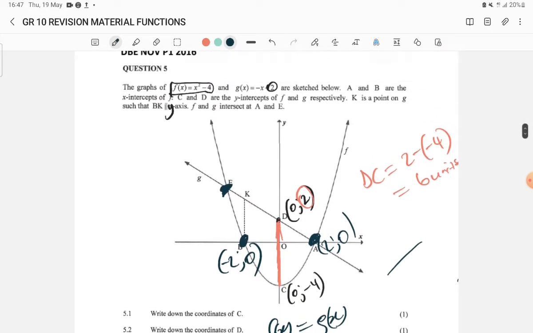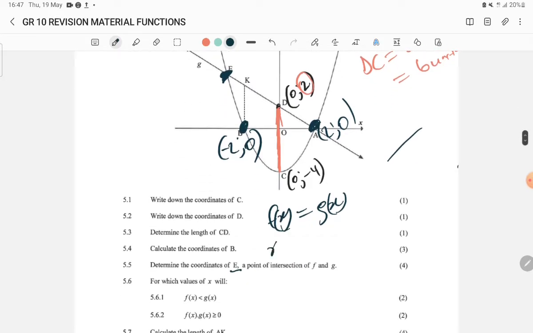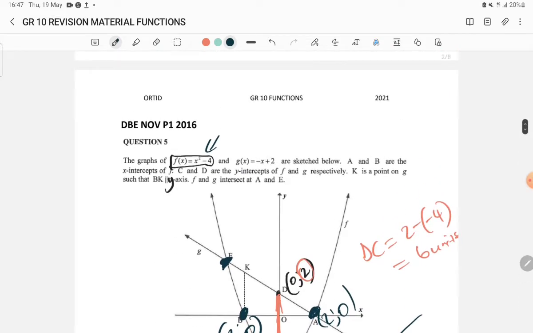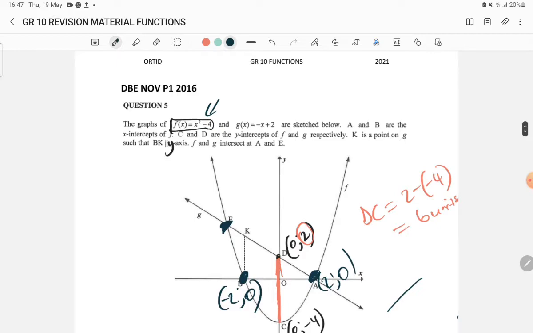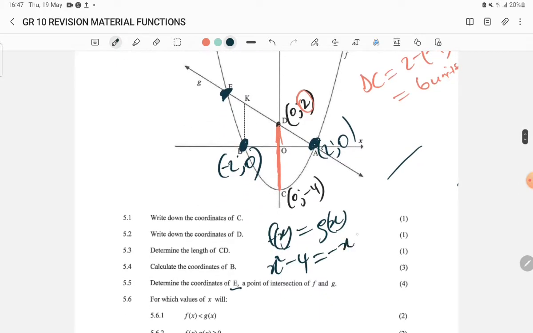Now, what is f at x? F at x is given as x squared minus 4, which means we are having x squared minus 4. Then it must also be equal to the graph of g, which is negative x plus 2. Then in the place of g, we put minus x plus 2. So the idea is to equate these two equations because we are looking for the point of intersection.